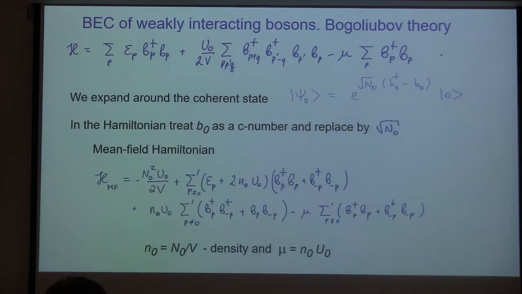And then what we do is expand around this coherent state, and as we said, the advantage of the coherent state is that we can treat the operators as c-numbers, which is what we do. We basically treat operators which annihilate bosons at momentum zero as c-numbers and replace them just by the square root of the number of particles. And then we say this N zero is very large, therefore we have to collect the leading terms, which also have to satisfy momentum conservation. So we would not be able to just take, say, three terms with k equal to zero, because the fourth one would also have to have momentum zero. But we can take two. And that's how we get our usual Bogoliubov mean-field Hamiltonian.